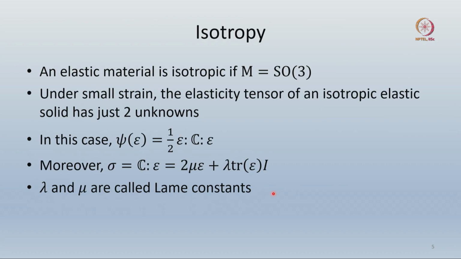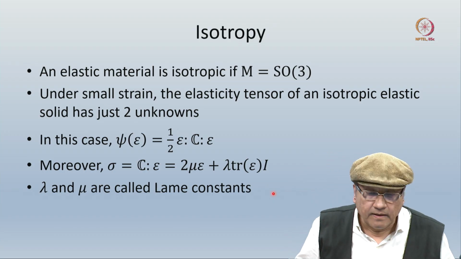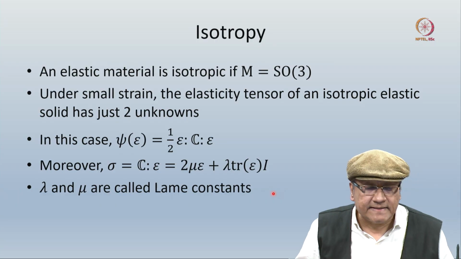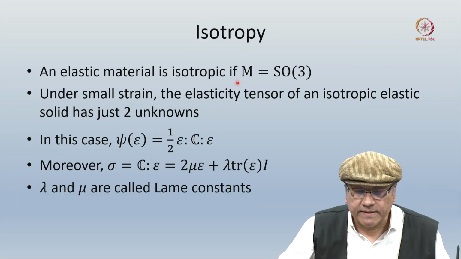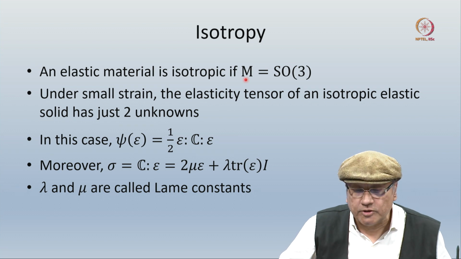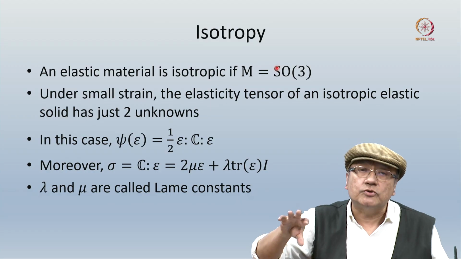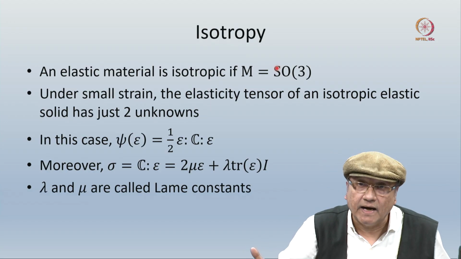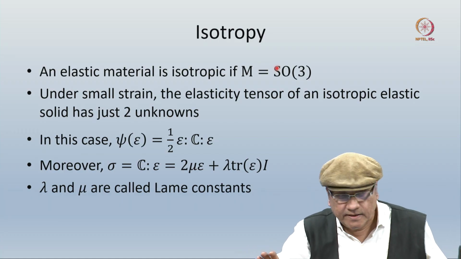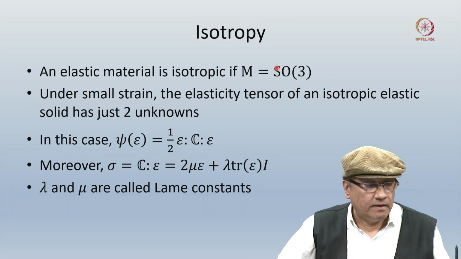With this basic introduction to material symmetry, we say that an elastic material is isotropic if this material symmetry group is the entirety of SO3. That means any rotation leaves the response, such as the strain energy, unchanged. You get the point. So this is the correct definition of isotropy.